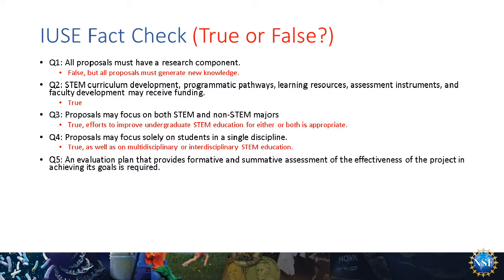Question 5. An evaluation plan that provides formative and summative assessment of the effectiveness of the project in achieving its goals is required. The answer to that one is yes. That is a true statement. We do expect that to be present in the proposal.